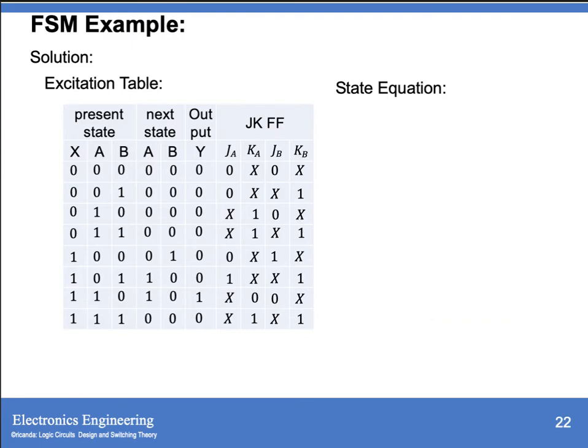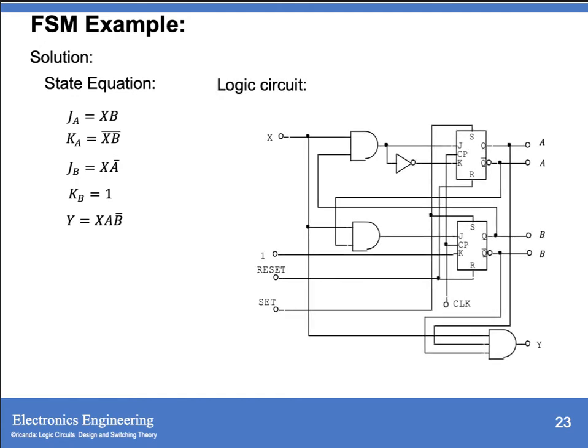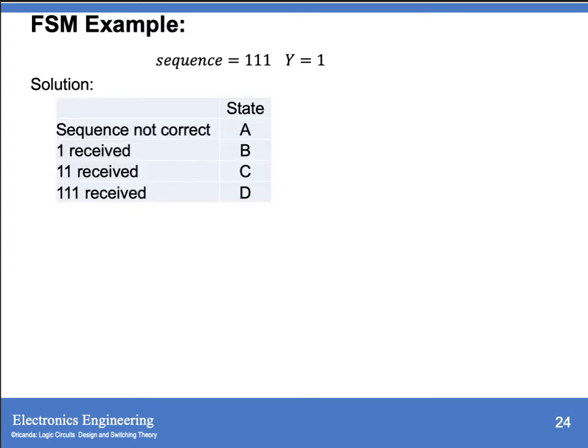So we have to get your output equation. You have a 1, it is equivalent to XAB bar. Then drawing your circuits. So this is your logic circuit. So your input is connected to your output, that is your Mealy machine.